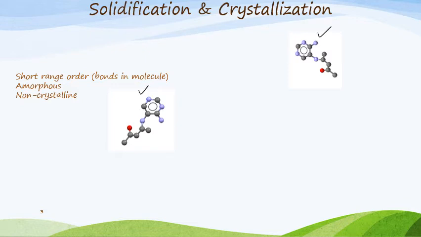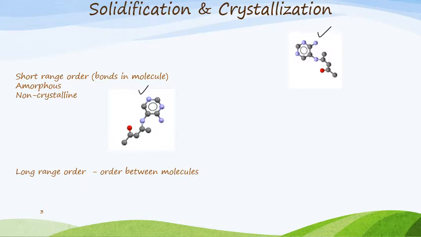We need to have a look at the actual structure itself and decide what kind of packing is going to exist, what kind of arrangement of these molecules is going to be there. Is it going to be amorphous, which means no real shape, which is non-crystalline basically? Or what else are we going to expect?